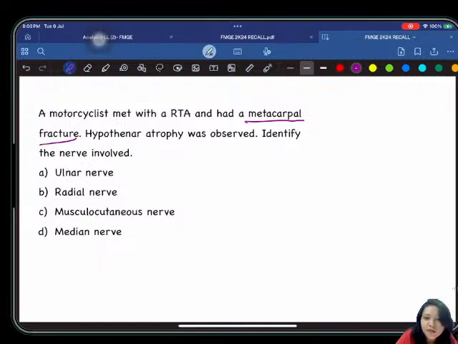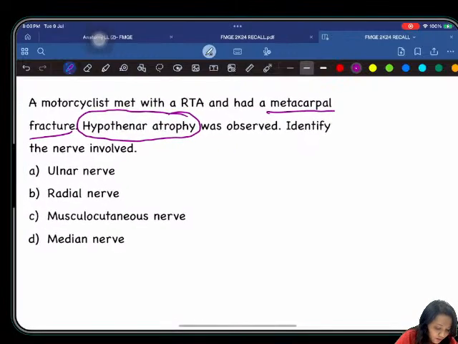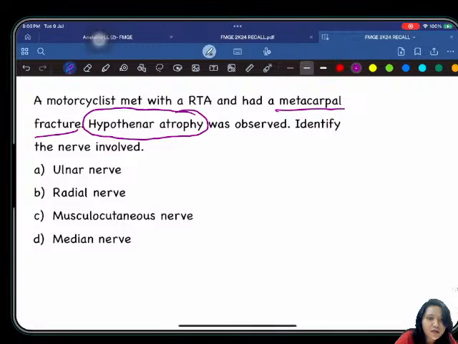The important thing to observe here is the hypothenar atrophy. The hypothenar atrophy was observed, so identify the nerve involved. They have given ulnar nerve, radial nerve, musculocutaneous nerve, and median nerve. Anybody in the chat who has attempted this question, what did you mark as the answer? Can anybody remember this?